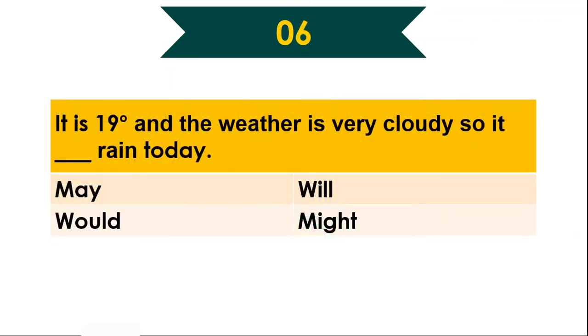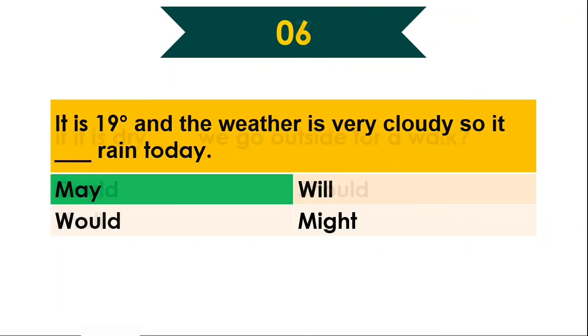Okay, then we have: it is 19 degrees and the weather is very cloudy. Oh, lovely. So it dash rain today. It may rain today or might rain today. May के अंदर ज़्यादा chances हैं because it is cloudy as well, right? मौसम बना हुआ है, so it means कि बारिश होगी. So may is the right answer over here.